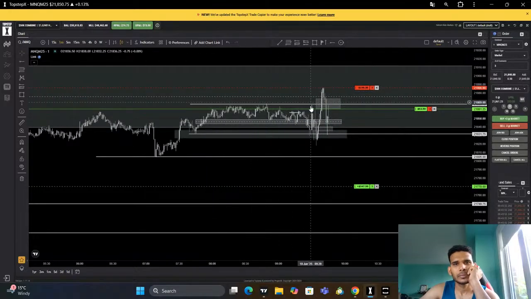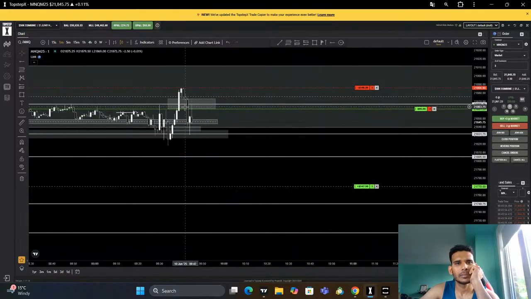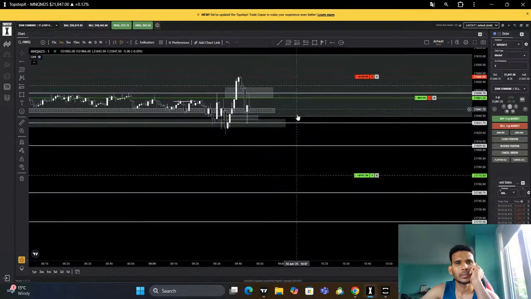So liquidity sweep inversion which created a bearish fair value gap.